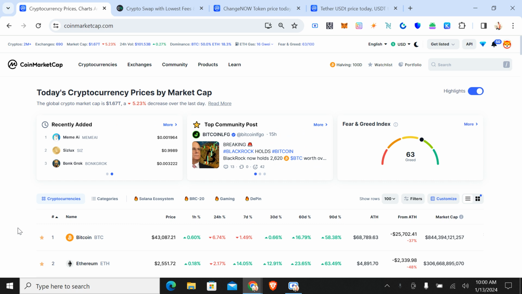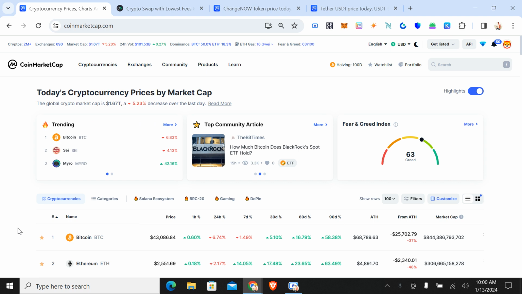Please note that none of this is financial advice. Do your own research before taking out any crypto loans or investing in cryptocurrency.